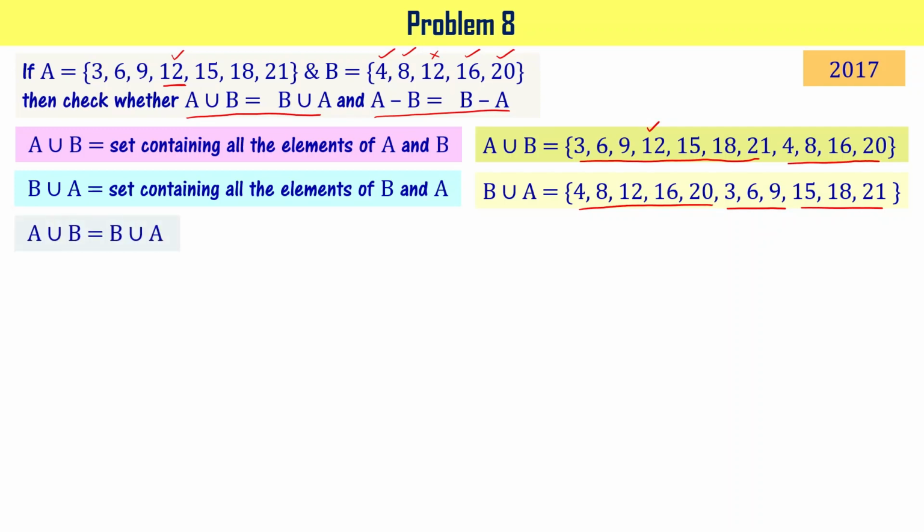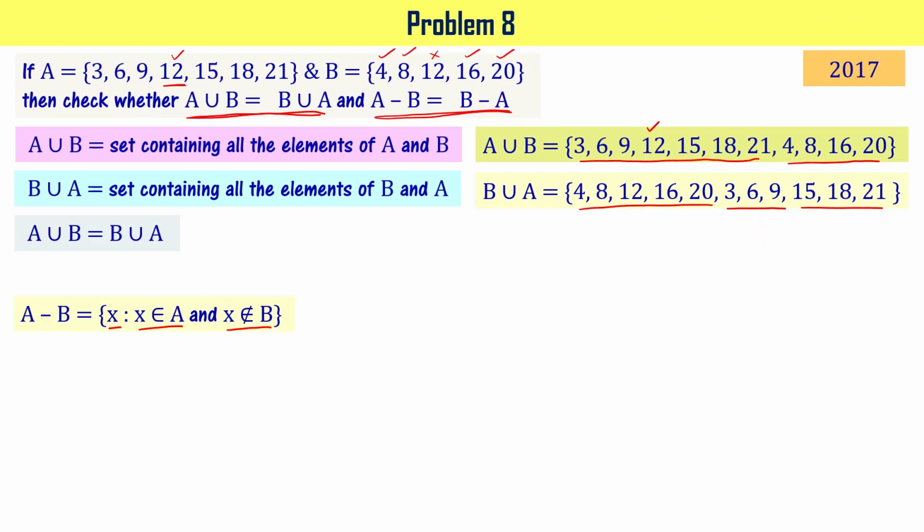That's why I can say A union B equal to B union A. So we are done with the first part. Now we have to see whether A minus B equal to B minus A or not. A minus B is defined in the set builder form as follows. It is a set of elements X such that X belongs to A and X does not belong to B. Meaning, a given element has to be there in A but not in B.